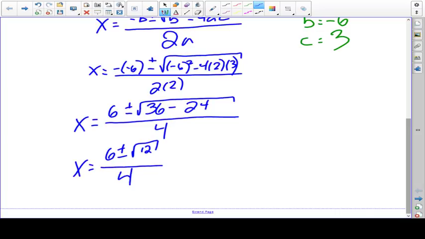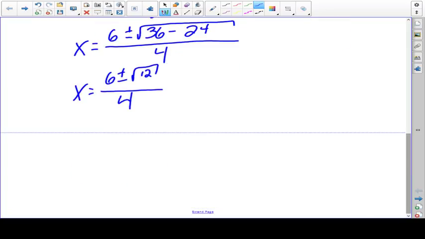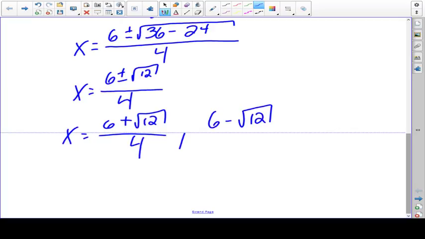And that is as good as our answer gets before we get to the real thing. Now, how we treat this is we have to split this off into two different things because there's a plus and a minus. So we have to look at both of those separately. First, the plus: 6 plus the square root of 12 over 4, or 6 minus the square root of 12 over 4.